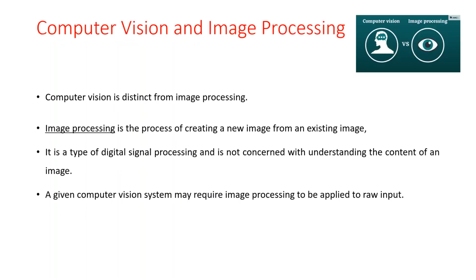The next part is computer vision and image processing. Computer vision is distinct from image processing. So what is meant by image processing? Image processing is the process of creating a new image from an existing image. Typically it simplifies or enhances the content in some way. It is a type of digital signal processing and it is not concerned with understanding the content of an image.